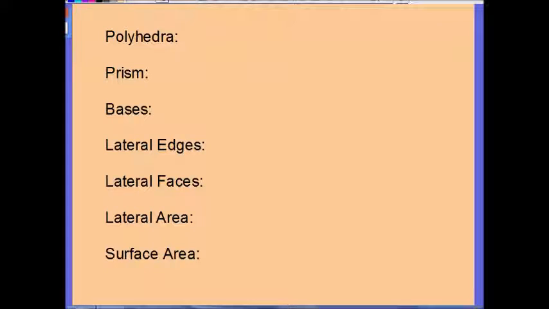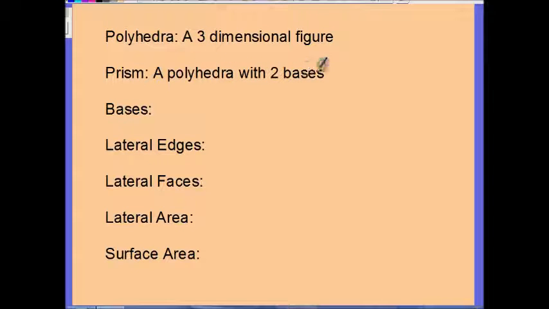So before we begin this section, we actually have to find out what our definitions are that are associated with it. Our first definition is of a polyhedra. Now, a polyhedra can be defined as a three-dimensional figure. So everything we're going to be talking about in this chapter is a polyhedra, the first one being a prism. A prism can be defined as a polyhedra with two bases. Now those bases can be defined as two parallel congruent sides.